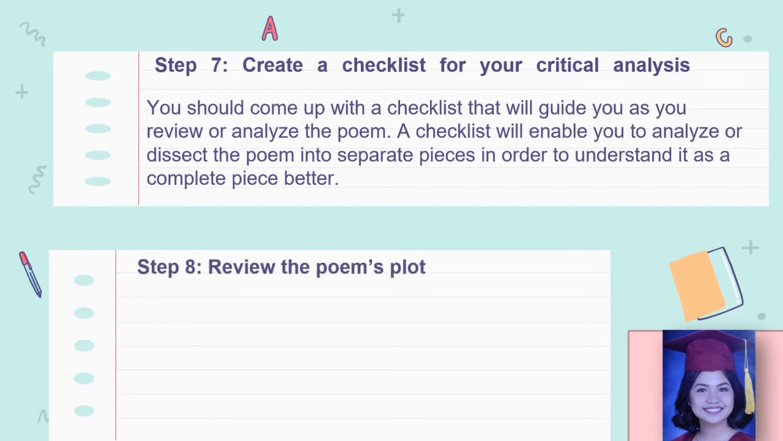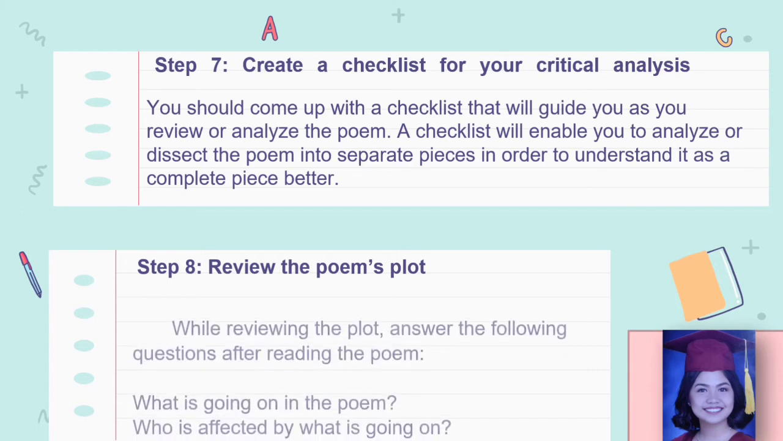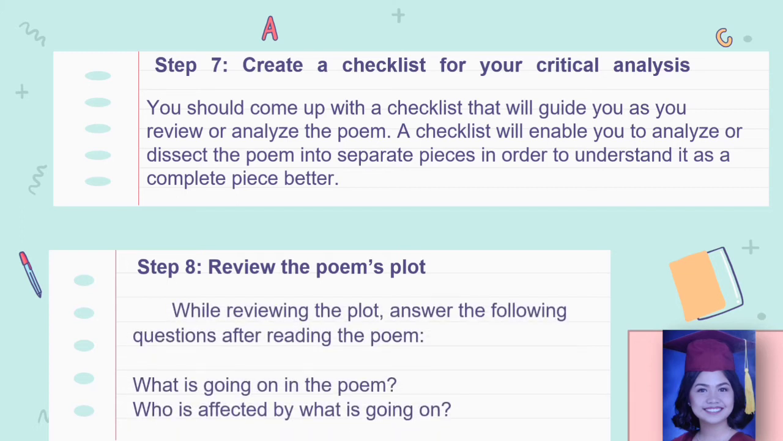Step 8. Review the poem's plot. While reviewing the plot, answer the following questions after reading the poem. What is going on in the poem? Who is affected by what's going on? Your answers to these questions will enable you to understand what exactly the poem is describing. This will enable you to apply the meaning of the poem in the analysis.